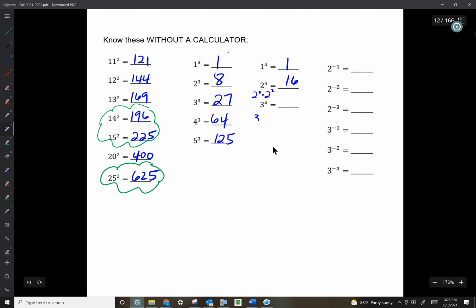Or 3 to the 4th, think of it as 3 squared times 3 squared. Yeah, that's 3 to the 4th. But wouldn't that just be 9 times 9? So you might not think you know them off the top of your head, but if you think about it for a second, they're easy to get.